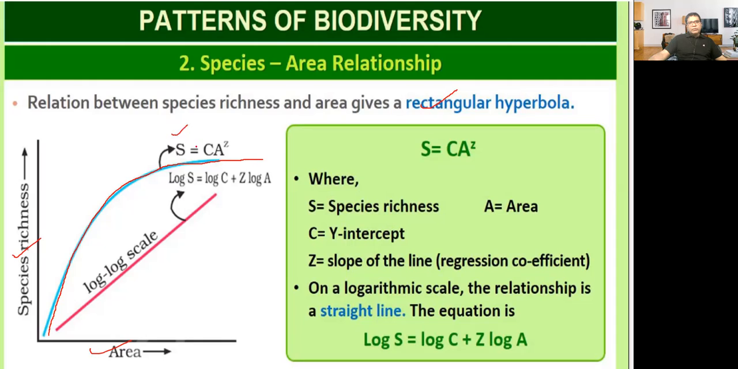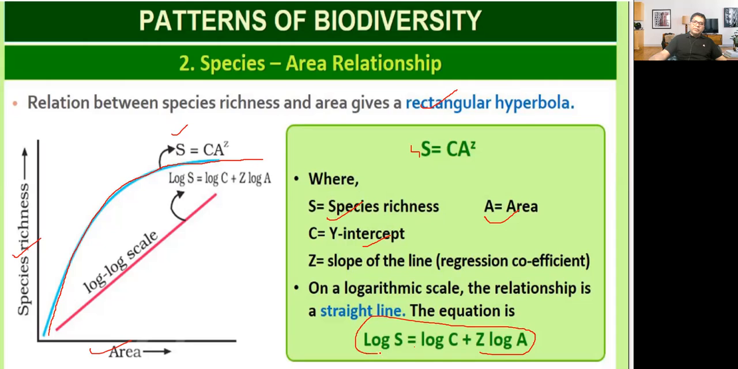This shows the relationship between species richness and area, that is S = CA^Z, where S is species richness, A is area, C is the y-intercept, and Z is the slope of the line, that is the regression coefficient. On a logarithmic scale, the relationship is a straight line. The equation is log S = log C + Z log A.